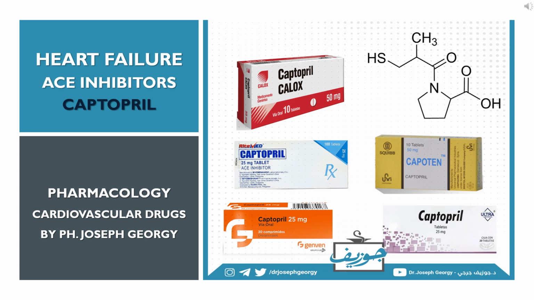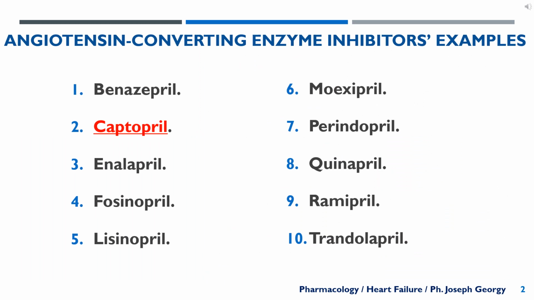Hello everybody, in this video I'm going to talk about Captopril. Captopril is the second example of angiotensin converting enzyme inhibitors.